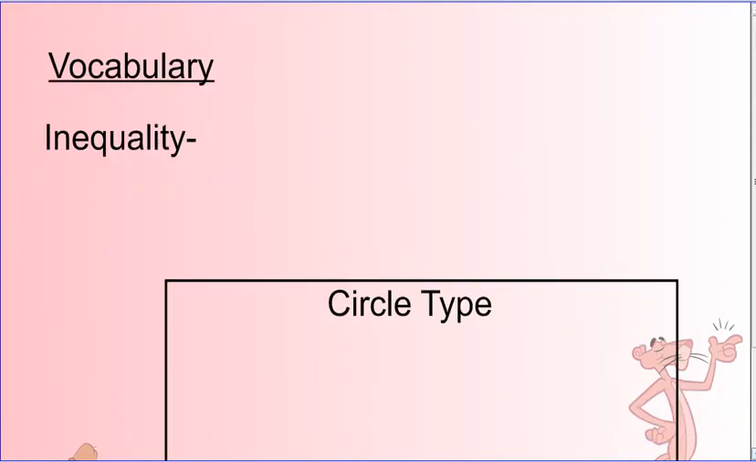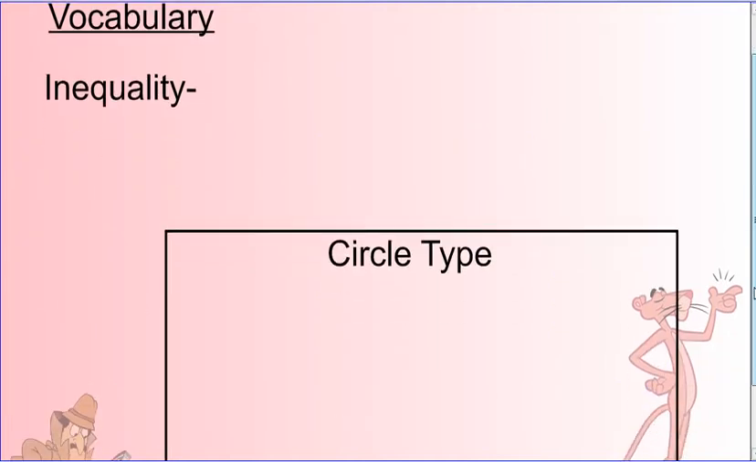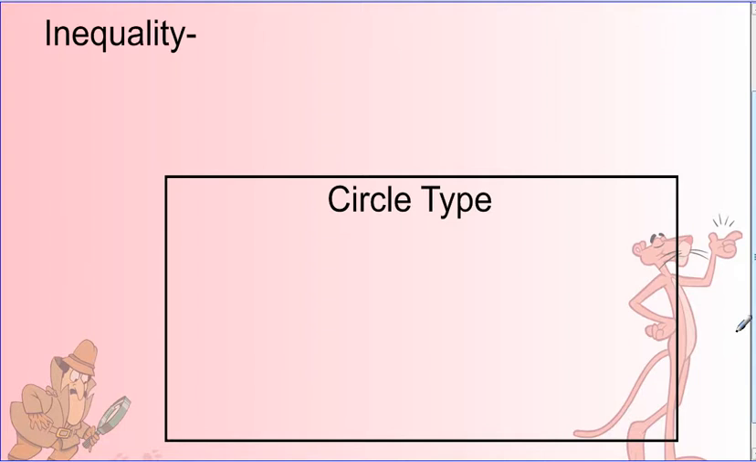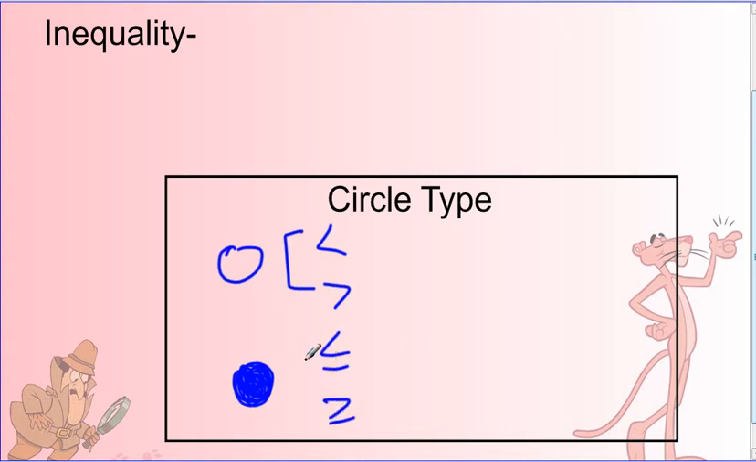Alright. Same vocab, inequality. We're not going to put it up again. We've seen it 1,000 times. It's where the two sides are not exactly equal. What I would like you to do, though, is fill in the circle type portion of your vocabulary box. Go ahead, pause the video, take 30 seconds, and fill it out. Okay, so you should have done it by now, hopefully. And you've got hollow dots and solid dots. Hollow dots come from if you have a less than or greater than. And solid dots come if you have a less than or equal to, or greater than or equal to.